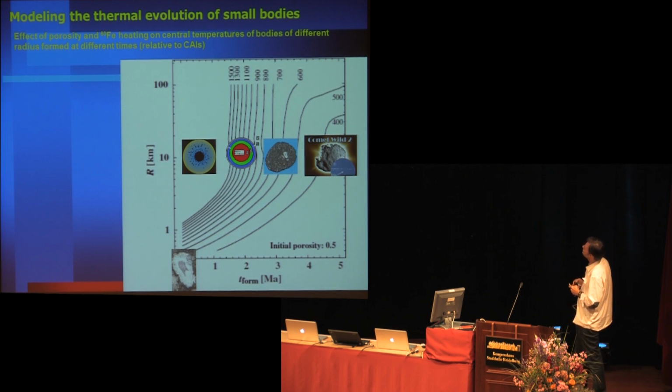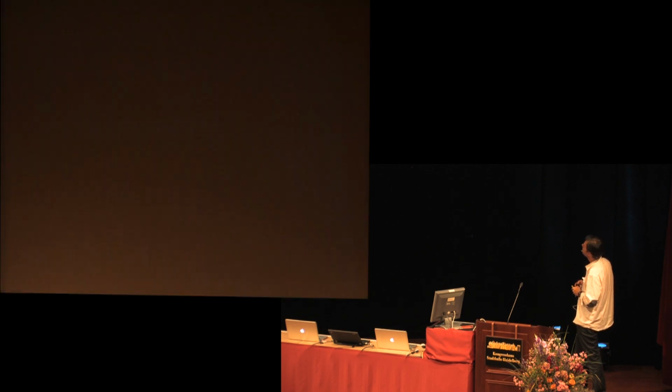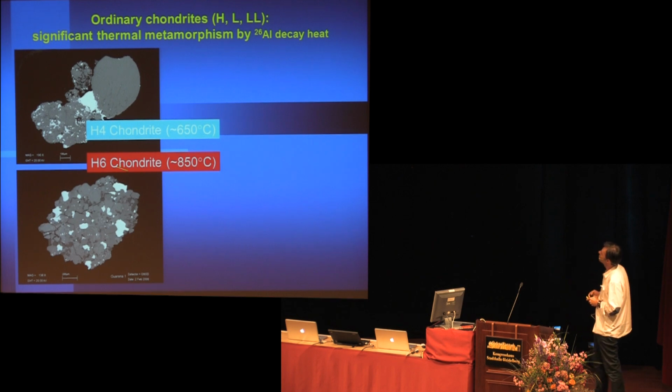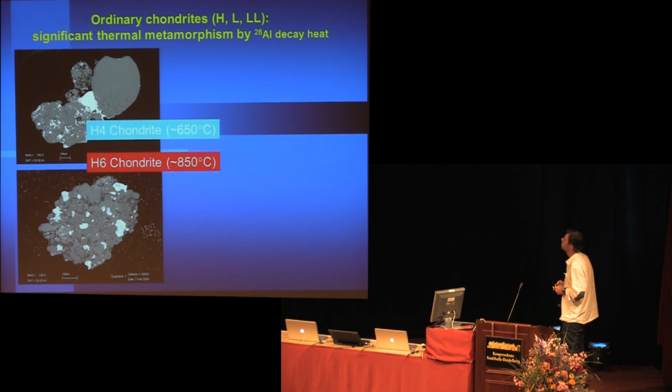It suffered strong metamorphic and heating effects, but they were insufficient to cause segregation of a core. These are the ordinary chondrites. Actually, we know that H6 chondrites, for example, this is a petrologic type, which defines the maximum metamorphic temperature, were heated on the order of 850 degrees centigrade, while a type H4 chondrite, which should be from the same parent body, was only heated to 650 degrees centigrade.